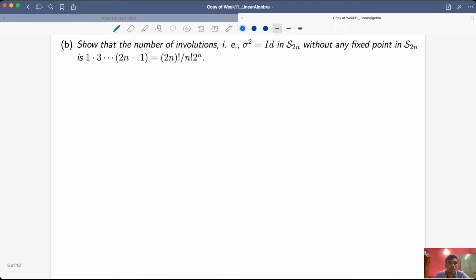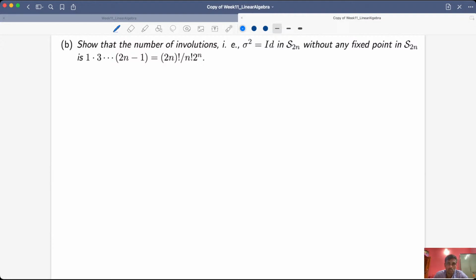So it is again related to permutation. So here you need to find the number of involutions. Involution means it satisfies the equation sigma square equal to identity, where sigma square means sigma composed with sigma equal to identity. So in S2n, fine. And not only this, the involution has no fixed point. That means the number of 1 cycles is 0.